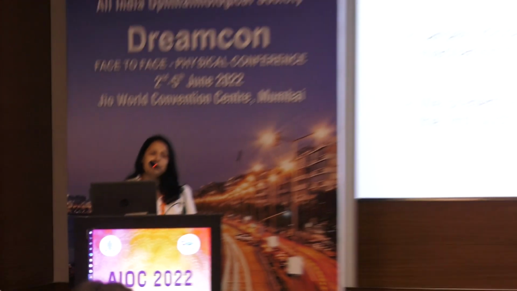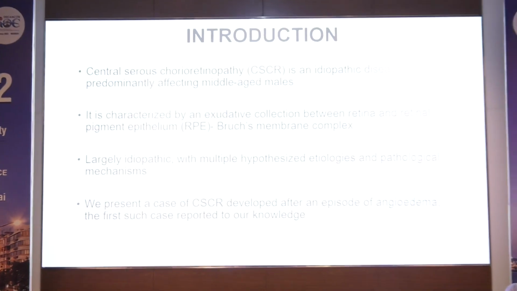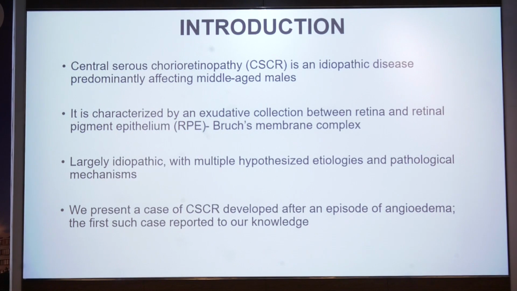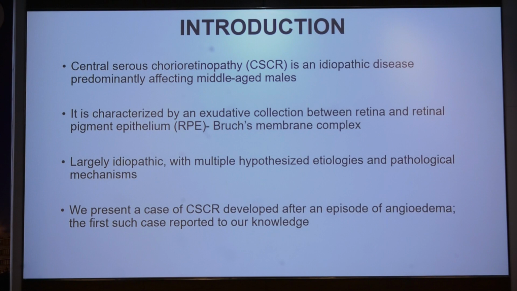A very good afternoon. Central serous chorioretinopathy, or CSCR as we all know, is an exudative retinal detachment at the posterior pole, predominantly affecting middle-aged males. Though it is known that the disease is caused due to an abnormality in the RPE pump mechanism, the etiopathogenesis of the disease is still under investigation. Most of the cases are idiopathic and there are multiple hypothesized etiologies. Today I shall be presenting a case of CSCR which the patient developed after an episode of angioedema. This is a kind of case that has not been previously reported.